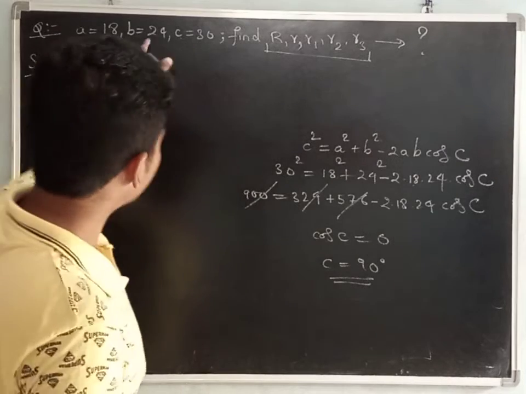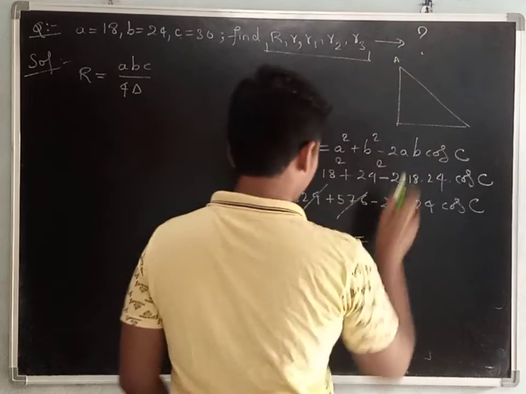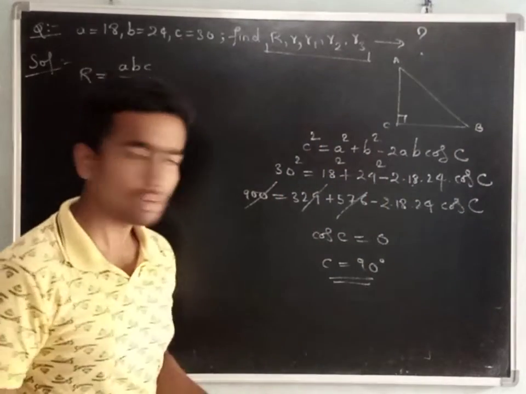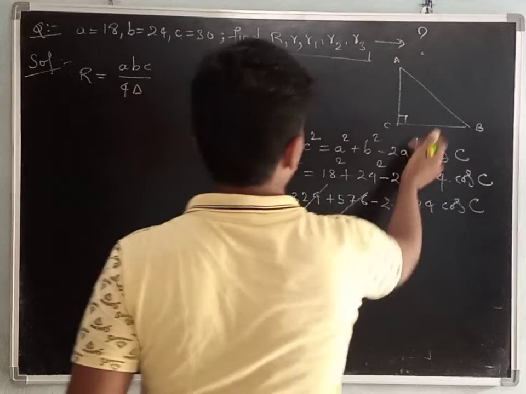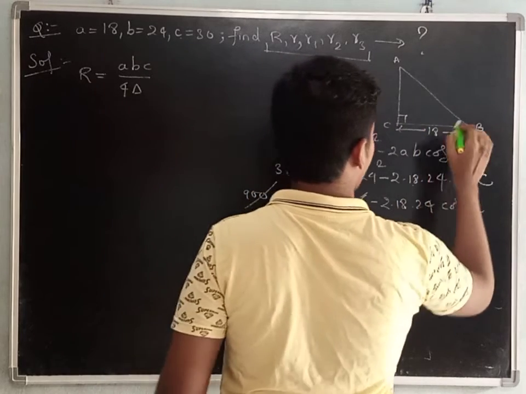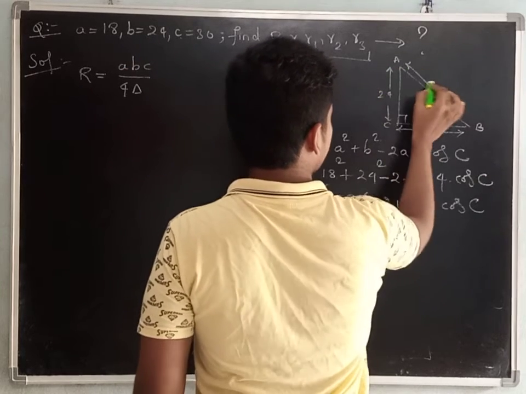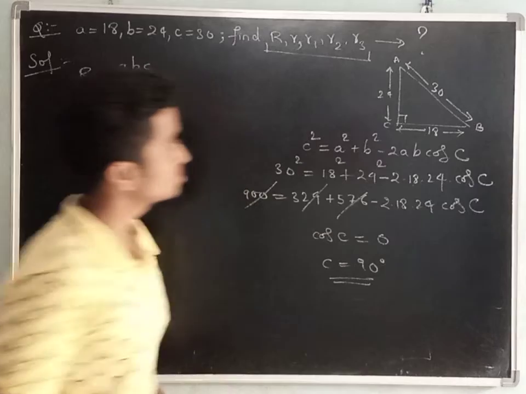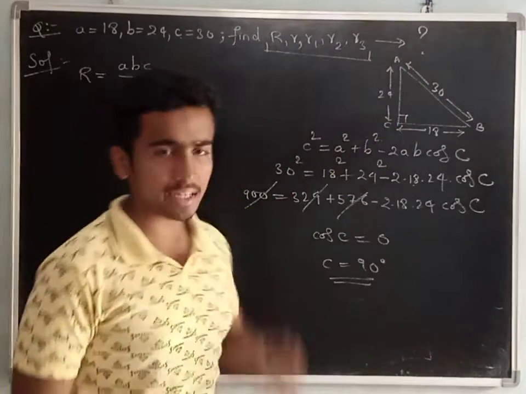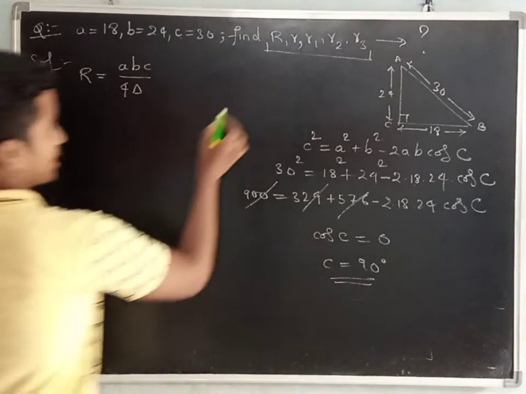It means it represents a right angle triangle, with the right angle at C. Small a is nothing but this side, which is 18, and b is this side, which is 24, and this side is 30. C is nothing but 30, which is opposite the right angle. Now it is very easy for us to find the area.